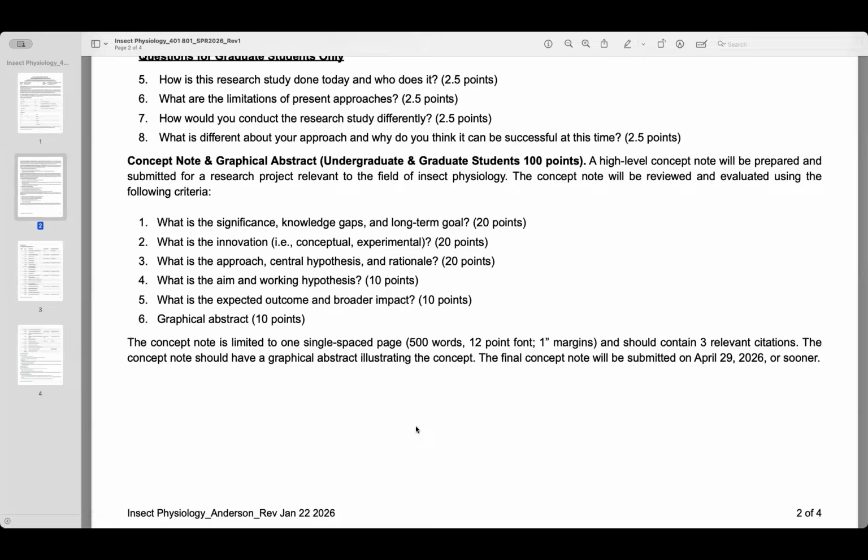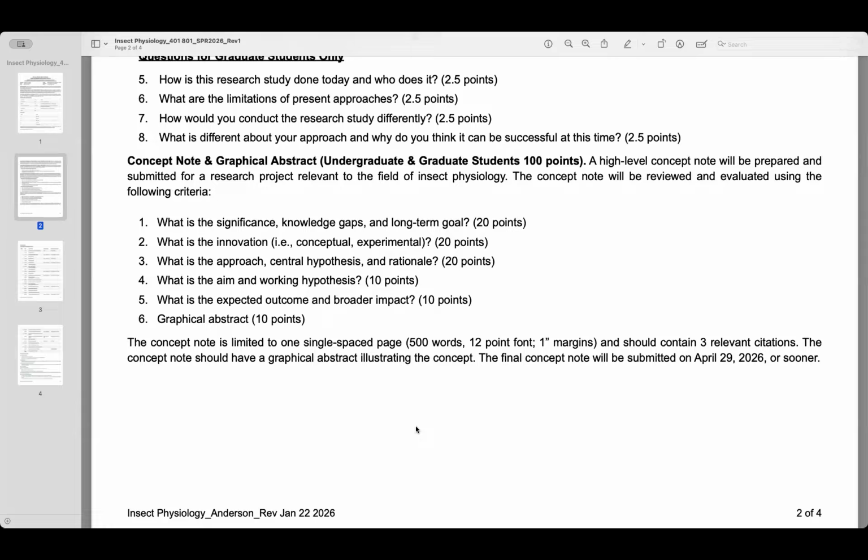Also focus on what the expected outcome is. And when I say broader impact, how does your science, what you're working on, contribute to the science, to society, or applications, whether it's pest management, conservation, evolution, whatnot. So think about that broader impact. And then, of course, I asked for a graphical abstract, which is basically a visual summary.